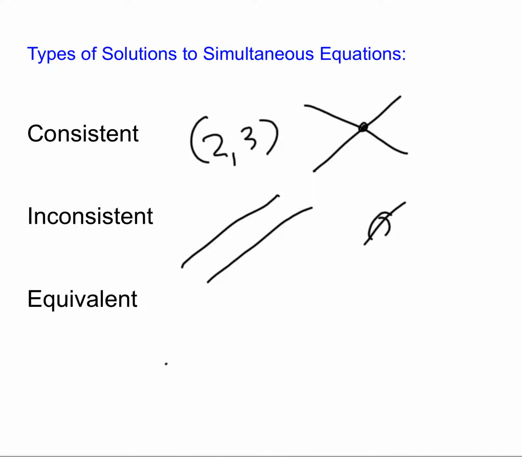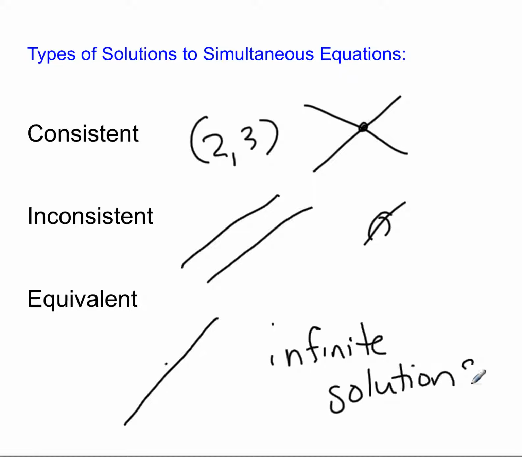There we go. Equivalent, and that's going to be, remember when we said it's only one line, it's a shared solution, and infinite solutions. Okay, so we have infinite solutions, we have no solutions, and we have one solution. Okay, moving forward.